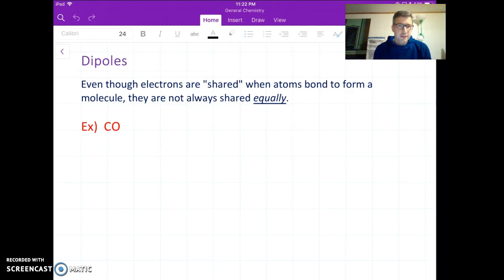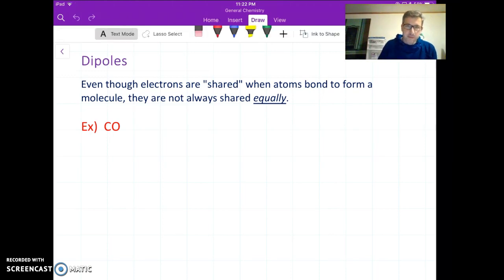I'm just going to start talking. So what a dipole is: even though electrons are shared when atoms bond, they're not actually shared equally usually. So for example, if I have a molecule like carbon monoxide, I would draw the Lewis structure for that with a triple bond, and I would say that these 6 electrons here in this triple bond are being shared between the carbon and the oxygen. But the thing about it is they're not actually totally shared.